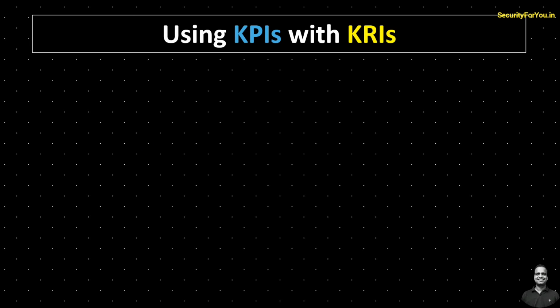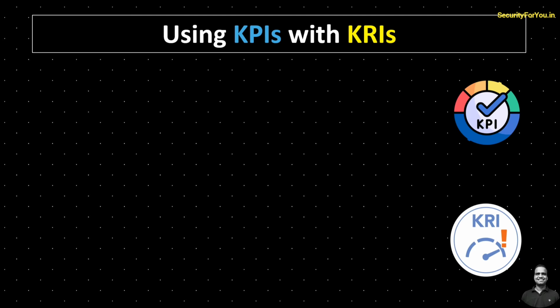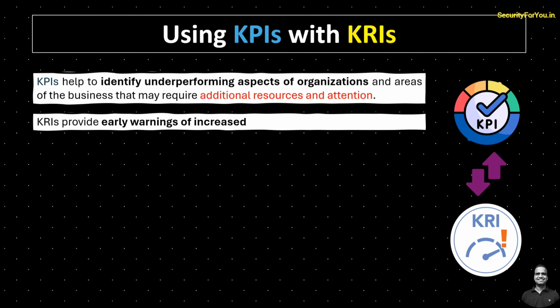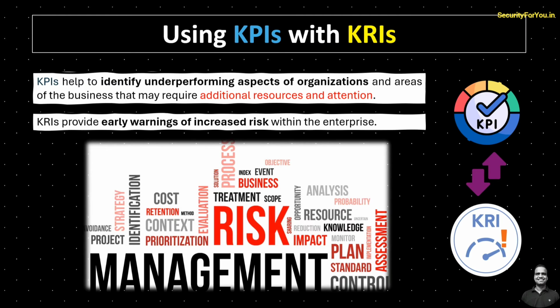Using KPIs with KRIs, and what is the relationship between them. Key performance indicators and key risk indicators are often used in conjunction with one another to measure performance and mitigate risk. KPIs help to identify underperforming aspects of organizations and areas of business that may require additional resources and attention, while KRIs provide early warnings of increased risk within the enterprise. Failing to meet performance goals in itself is a risk, so the two can be used together in risk management.